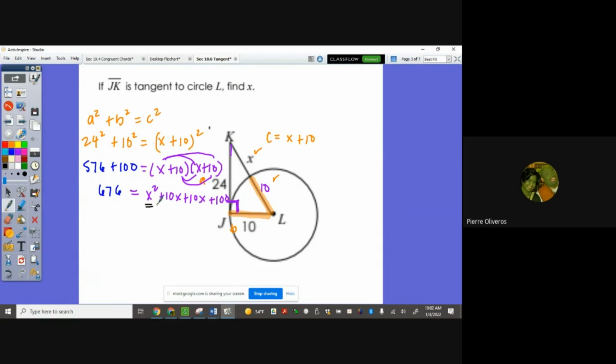Since this is a quadratic, one side has to be 0, so I'm going to subtract 676 from both sides. That will give us 0 equals x squared plus 20x minus 576. For 576, we're going to find a way to factor this. We need two numbers that, when you multiply them, give negative 576, and when you add them, give 20.